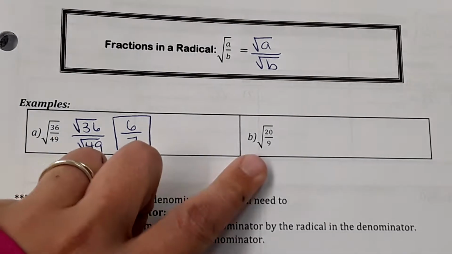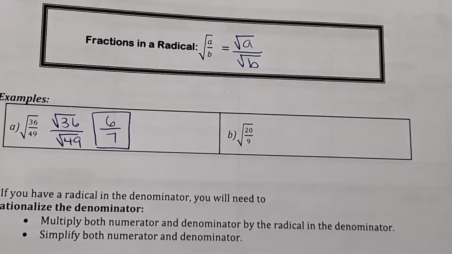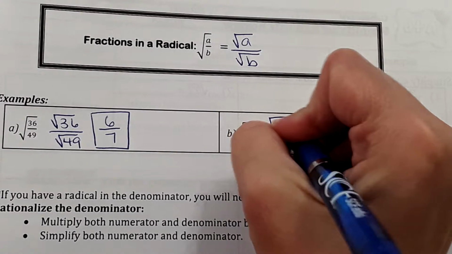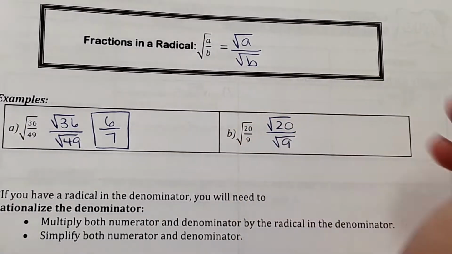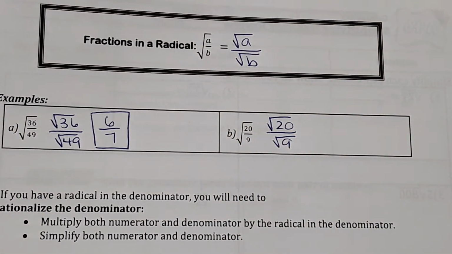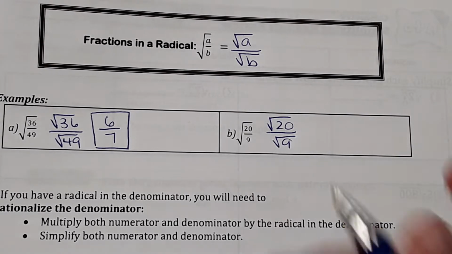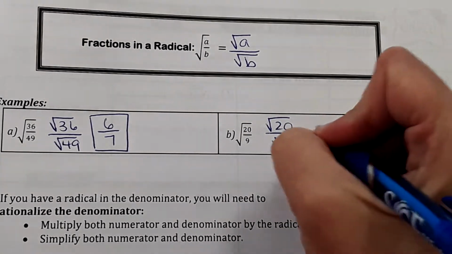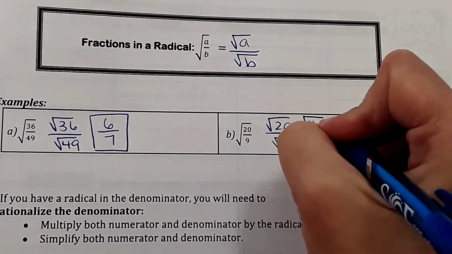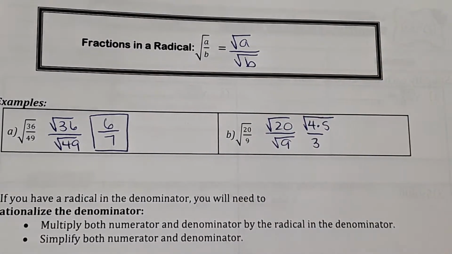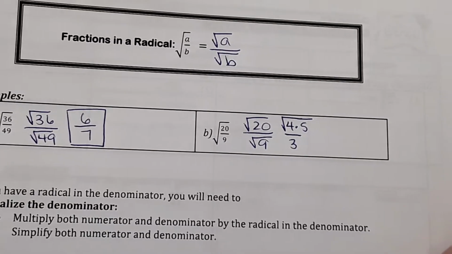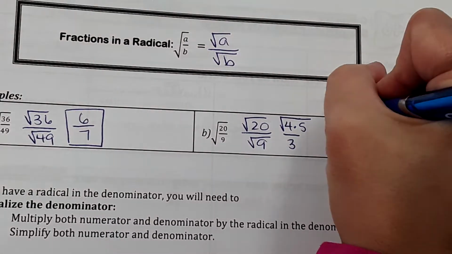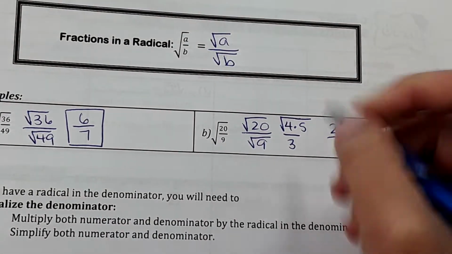And then B right here. Same thing, square root of 20 over square root of 9. We split it up like that. The square root of 9 is just 3, that's easy. The square root of 20, I'm going to break up as 4 times 5. And then you get 2 square root of 5 over 3.